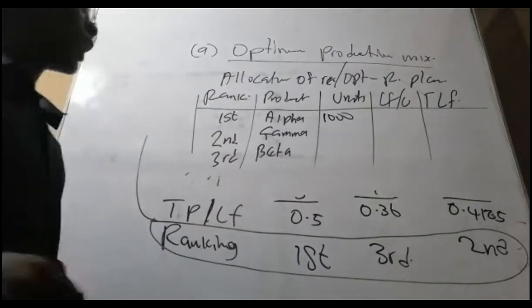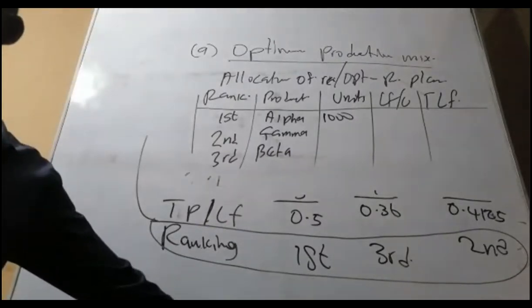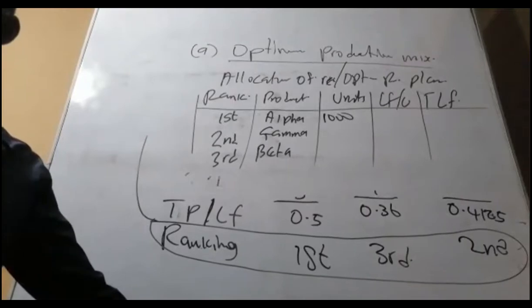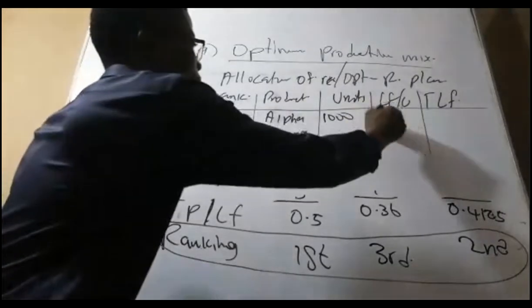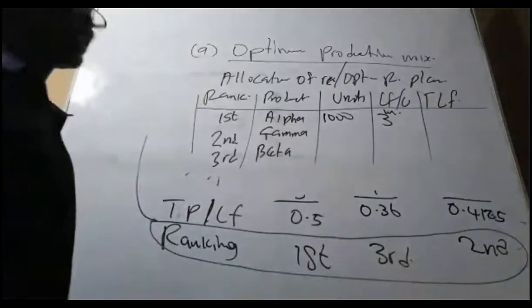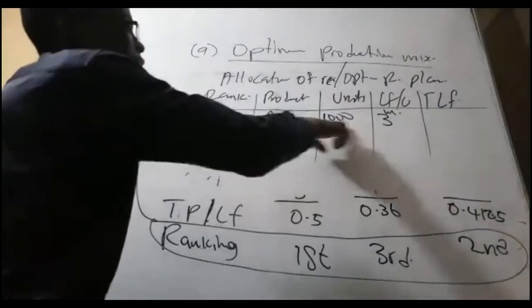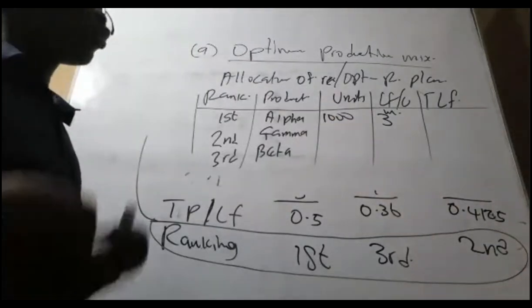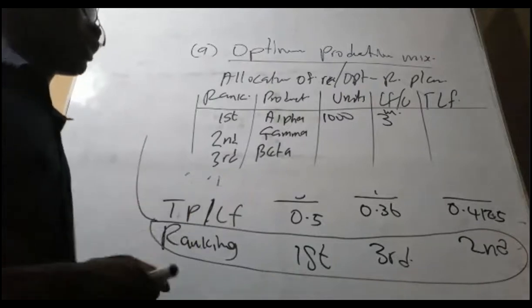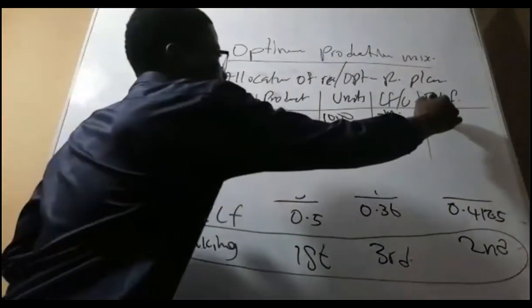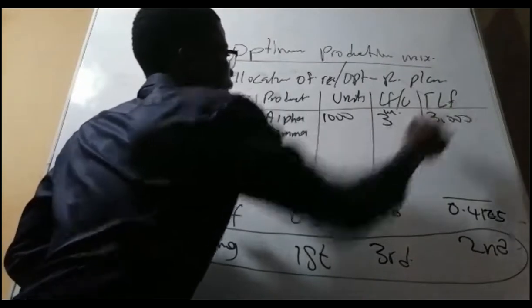What's the limiting factor per unit? The limiting factor per unit for that of alpha happen to be 3. Good, that's the limiting factor per unit, 3. So 3 minutes. So if each unit we need 3 minutes, and now we are going to produce 1,000, what will be the minutes that we have to spend on these 1,000 units? So that will be what? 3,000 minutes. Okay.